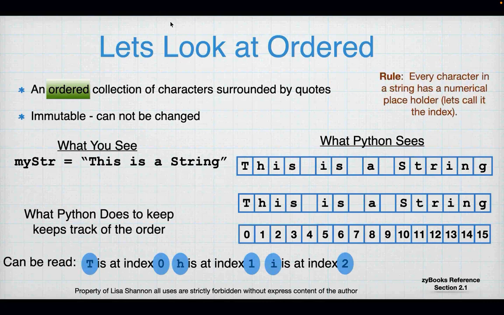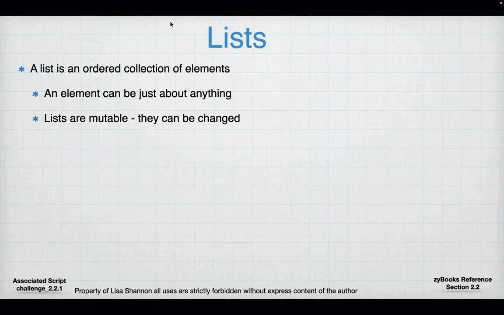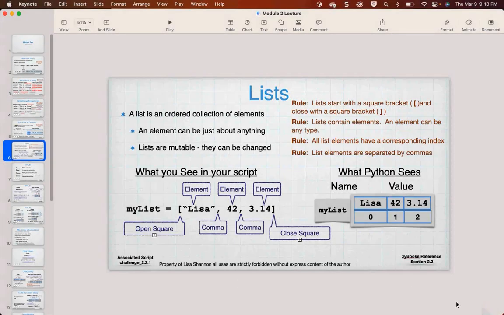Okay. Every character in a string has a numerical placeholder. Let's call it the index. Okay. A string is a list. So actually, let me see.